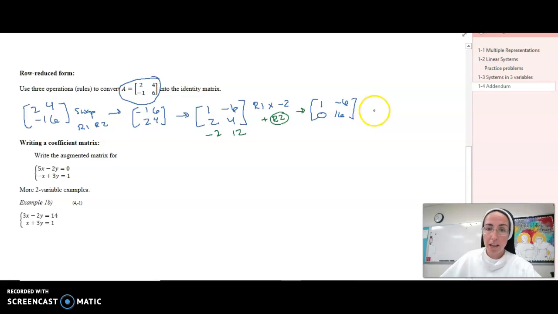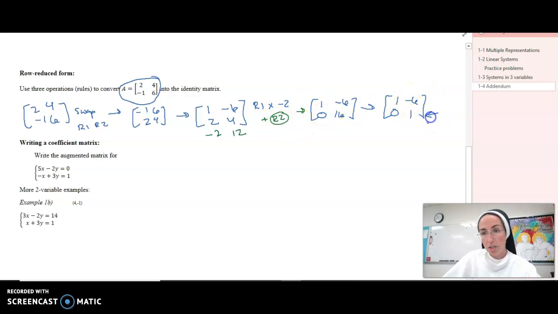Okay, now I can multiply any row by a constant. So let's multiply the bottom row by 1/16. That'll turn the 16 into a 1. And we almost have our identity matrix. All we need is this -6 to go away. So what should we do?